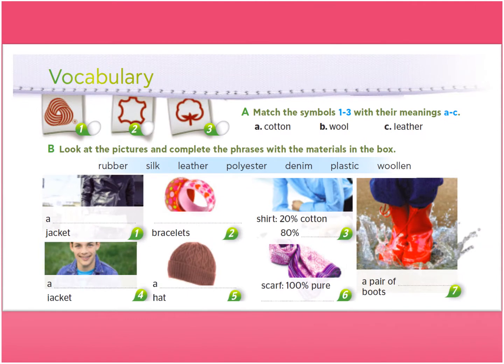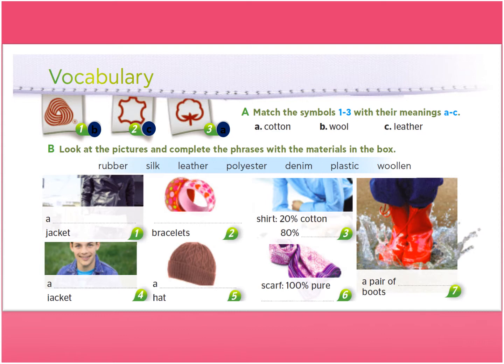Number 1, match the symbol, 1 from 3, with their meaning. We have 1, 2, 3. A, cotton, where we can write cotton. A, 1 or 2 or 3. B, wool. C, leather. Yes, we have picture number 1, wool. C, leather, cotton.